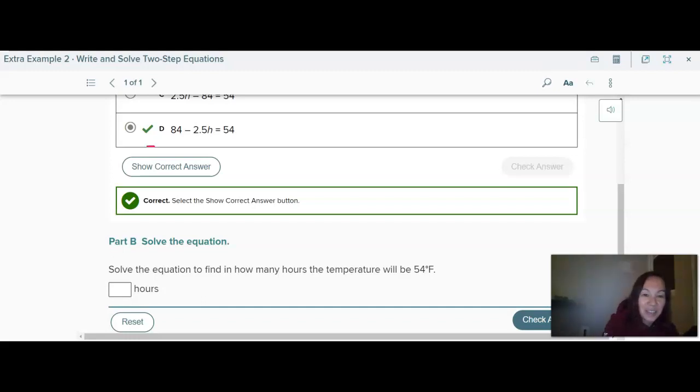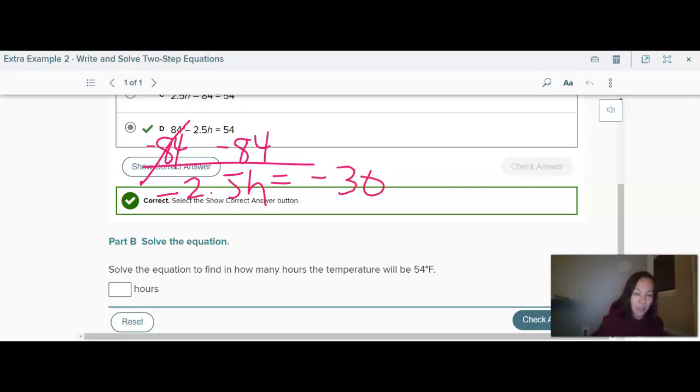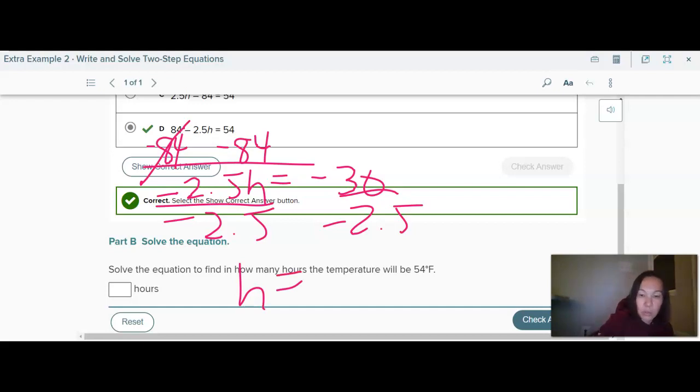So we are going to subtract 84 from both sides of this equation. That cancels that out, and we are left with negative 2.5h equals 54 minus 84, which is negative 30. Then our next step will be to divide by negative 2.5 on both sides, and we get that h is equal to 12. So after 12 hours, the temperature will be 54 degrees.